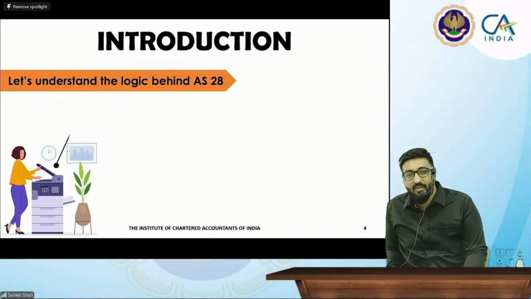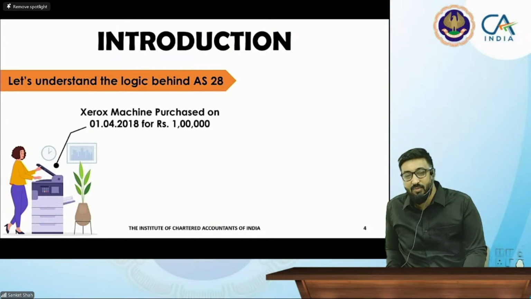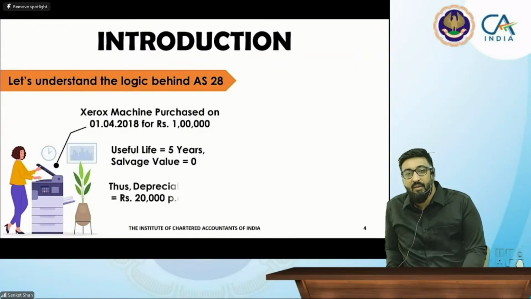What is this? This is a computer. You can see here. No, X-ray Xerox machine. Xerox machine is purchased on 1st April 2018 for rupees 1 lakh. Useful life is 5 years. Salvage value is 0. So can you tell me depreciation per annum? Yes, sir. Depreciation per annum is 20,000. It's very simple. 1 lakh minus salvage value 0, divided by 5 years.